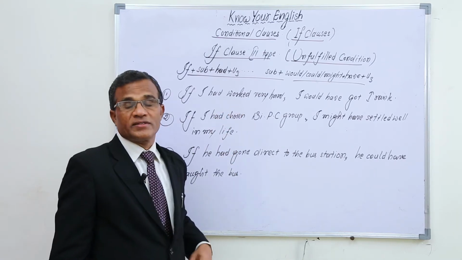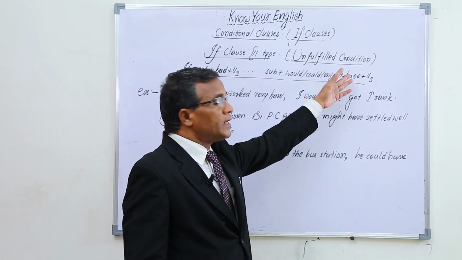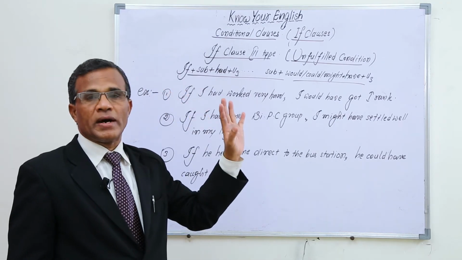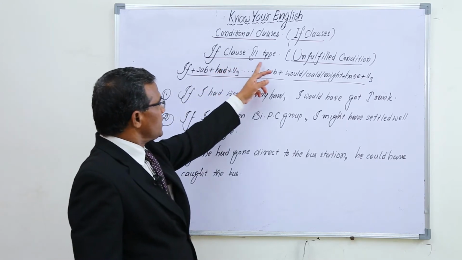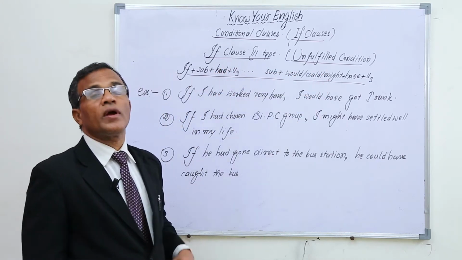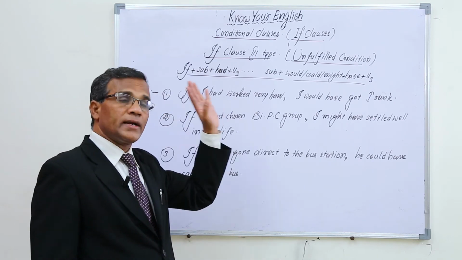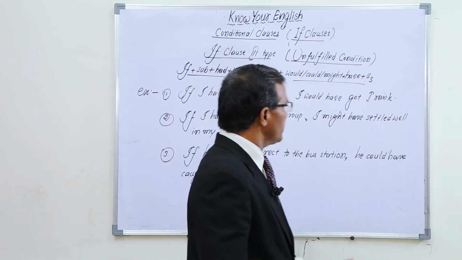After something happened, after something was not fulfilled, we talk about this one. So after something happened in the past only, we talk about these things. Okay. If clause third type, unfulfilled condition which was not fulfilled. So we are talking about unfulfilled condition which happened in the past, but the thing was not fulfilled.